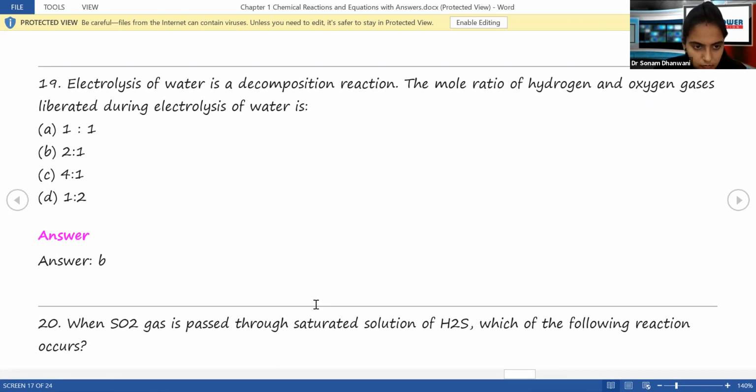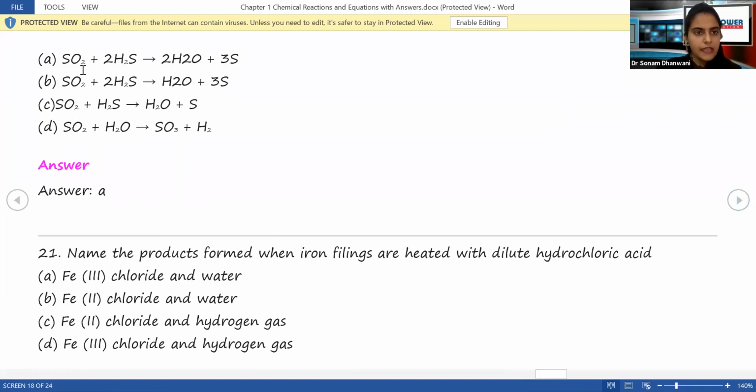When SO2 gas is passed through the saturated solution of H2S, which reaction occurs? Yes, let's see the reaction. SO2 with H2S. क्या फॉर्म होगा? S will get liberated and H2O will form. H2O water form होगा and sulfur will be liberated. Second वाला देखो reaction क्या हो रहा है? SO is combining with H2S to form H2O and 3S. अभी इसमें देखो, इसमें तो reaction balanced ही नहीं है. ठीक है? Same thing is with this. Reaction is in balance. So what you have to do in these kind of questions, now you have to check two things.